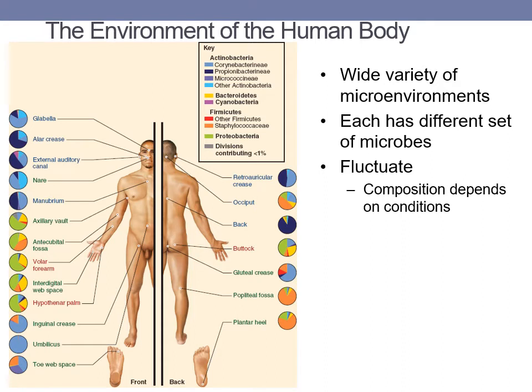The body is the perfect environment for growth of many different types of microorganisms, both normal microbiota and pathogenic organisms that cause disease. The environment of the human body has a wide variety of microenvironments that differ in temperature, pH, available nutrients, and availability of oxygen. Because of the variables among the microenvironments, each of them harbors a different set of microbes based on their needs. When the body undergoes changes, the microenvironments can also change, and this may cause the composition of the microbes within that microenvironment to also change.